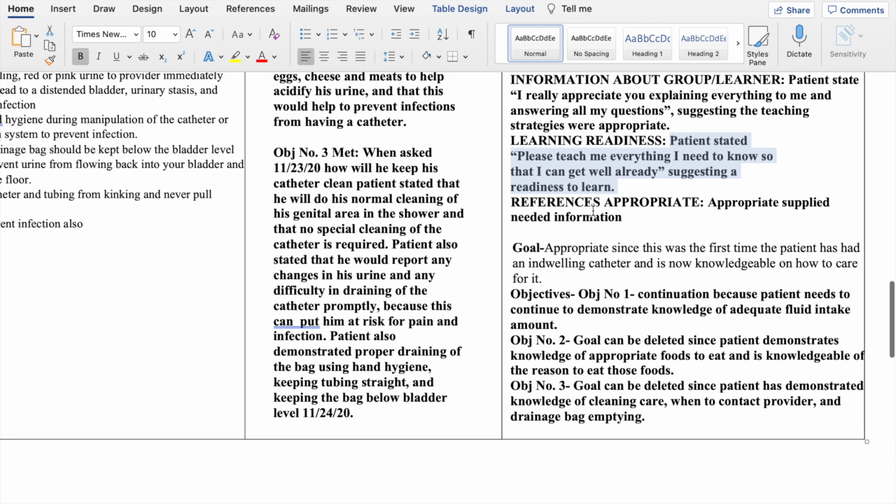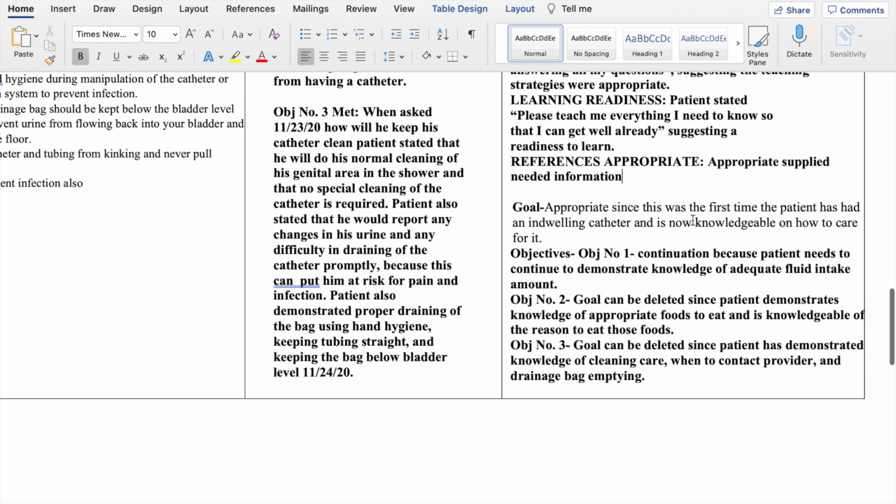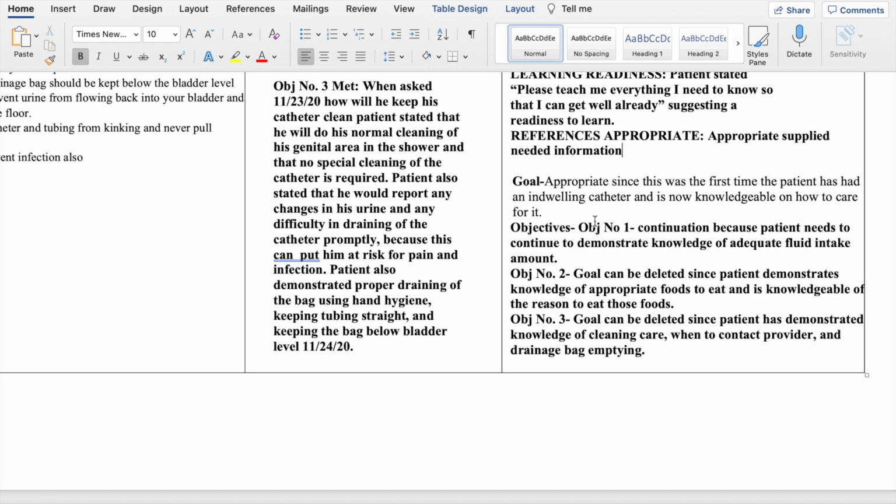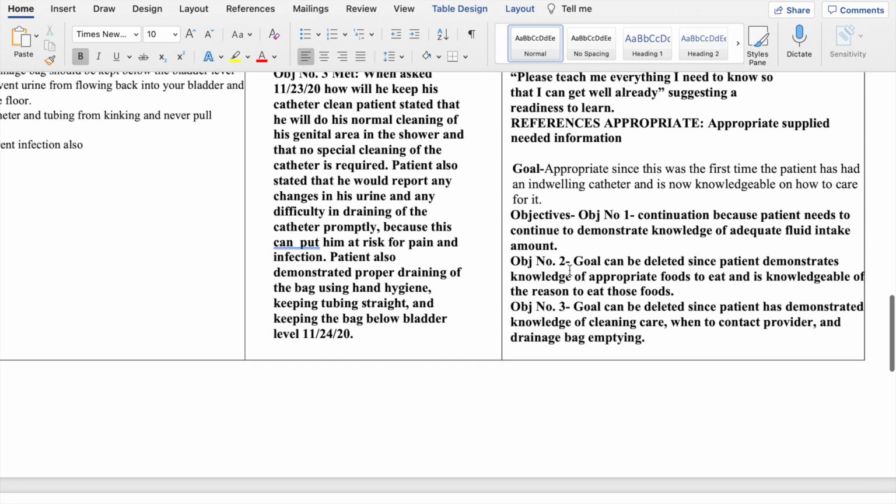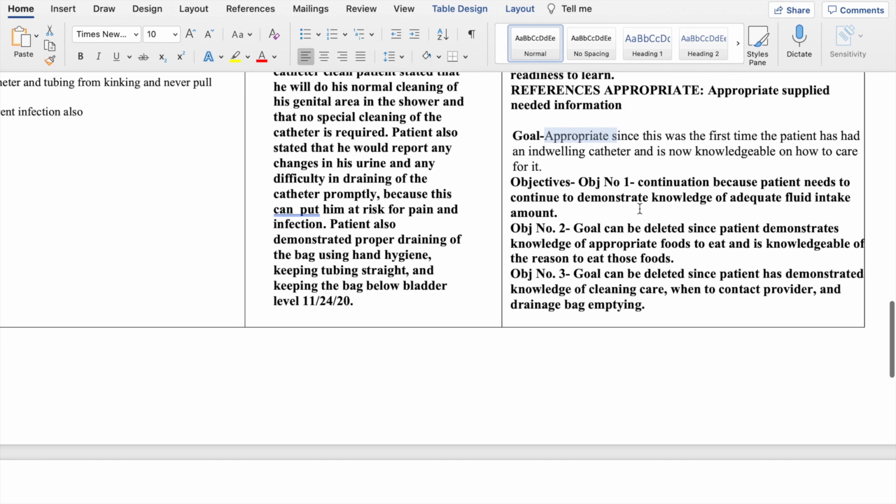And then were the references appropriate? Kind of self-explanatory. Like, yeah, they were appropriate. They helped me complete this. And then for your goal, you put whether it was appropriate and why. Appropriate since this is the first time the patient has had an indwelling catheter and is now knowledgeable on how to care for it. So you put like the need for teaching and then what happened after the teaching.